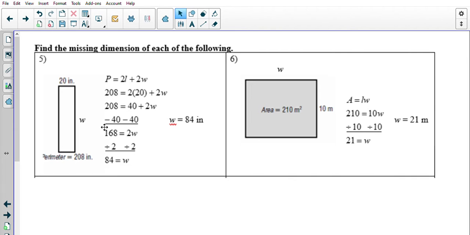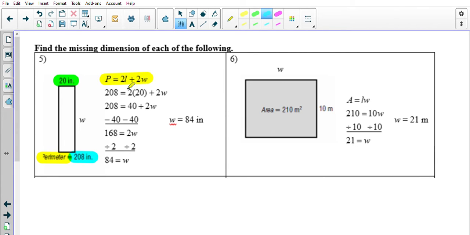So since I'm given the perimeter in question number 5, we're going to use the perimeter formula for a rectangle, which is all we really have at this point. We'll have a lot of formulas moving through our unit. So P equals 2L plus 2W. I know my length, it's 20 inches, so I'm going to replace L with 20. I know my perimeter is 208, so I'm going to replace P with 208.